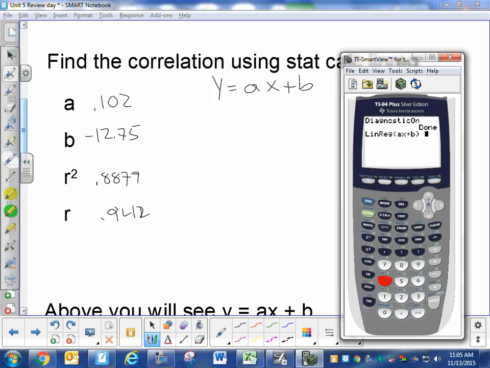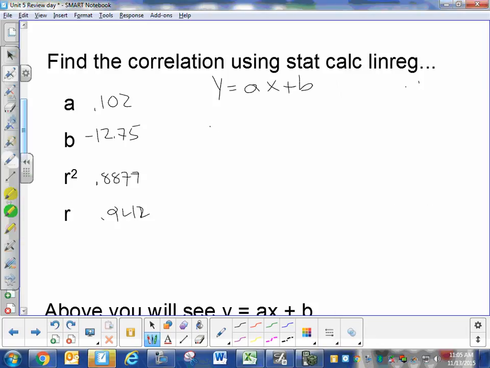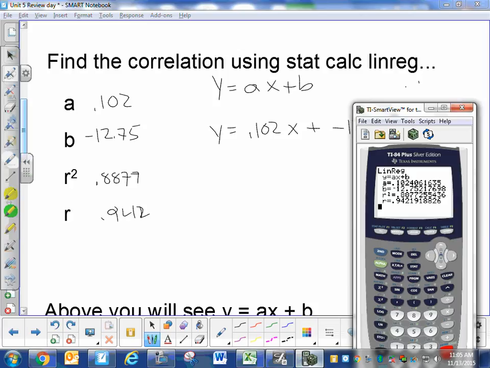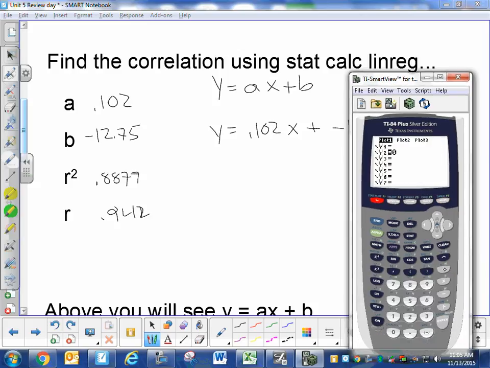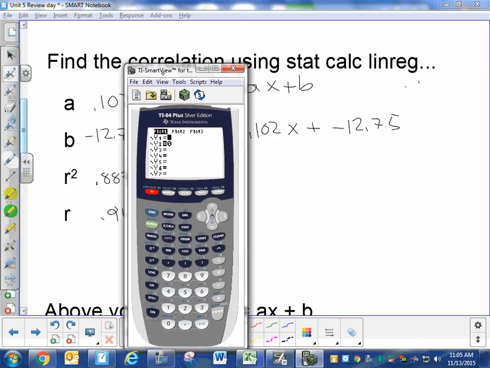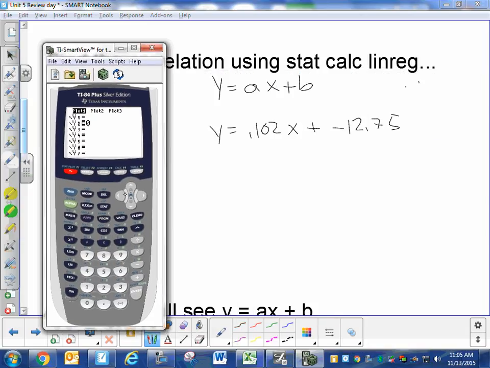Okay. Well, what we get is our line of best fit. The equation y equals 0.102, and I probably should use more decimals to make sure it's super accurate, x plus negative 12.75. Watch what I can do. Everybody, go into your y equals. As long as you have this graph, you're good to go. Go on your y equals and graph this line. 0.102x minus 12.75 or plus negative 12.75.